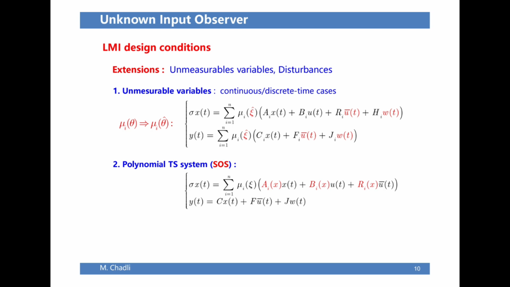Also, some extensions are studied in the case of polynomial systems. You can find some results about that also, including, for example, the unknown input u bar and also disturbances. So we can find some results about how to design an observer or unknown input observer, like the last one, for these different situations. For the case where the decision variables are unmeasurable, or for polynomial TS systems, where the matrices A, B, C are not constant but depend on X in polynomial form. And this part is not developed in this presentation.